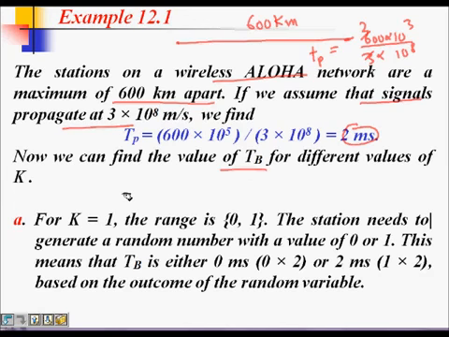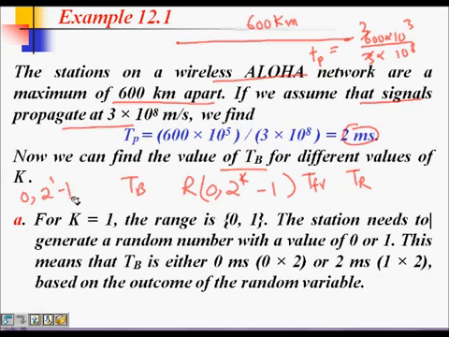Usually for the back off time, we randomly choose a number from 0 to 2 to the power of k minus 1, and then we multiply it with TFR or TB. So for k equal to 1, you have the range 0 to 2 to the power of 1 minus 1, which is 0 or 1. In that case, stations need to generate a random number with value 0 or 1, and then they will either wait for 0 or 2 milliseconds, because TB here is 2 milliseconds.